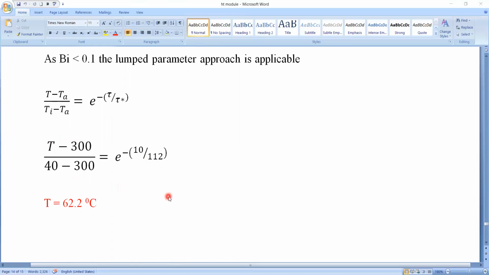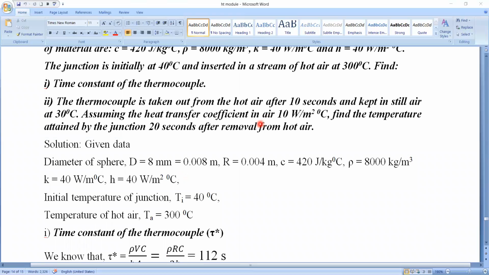62.2 degrees centigrade. Now what is being asked is to find the temperature attained by the junction 20 seconds after removal from hot air. Please try to understand this carefully. The thermocouple is taken out from hot air after 10 seconds and kept in still air, which is at 30 degrees centigrade. Let me draw the diagram first to understand it carefully.